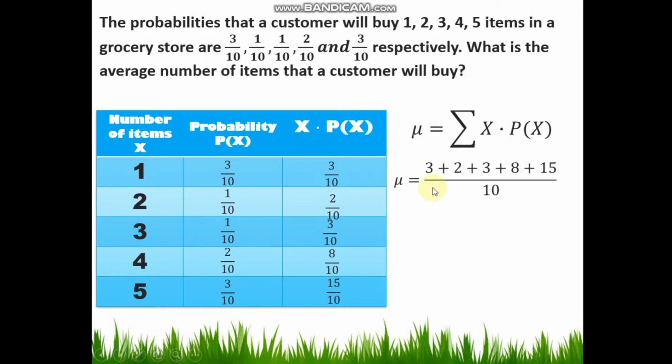So you have 3 plus 2 plus 3 plus 8 plus 15, divided by 10. Again, you only add the numerators since they have a common denominator, so simply copy the common denominator. Simply add using your calculator or your mind, so you have 31 over 10. 31 divided by 10 is equivalent to 3.1. And that's the answer to our problem, which is actually the average number of items that a customer will buy, that is equal to 3.1.